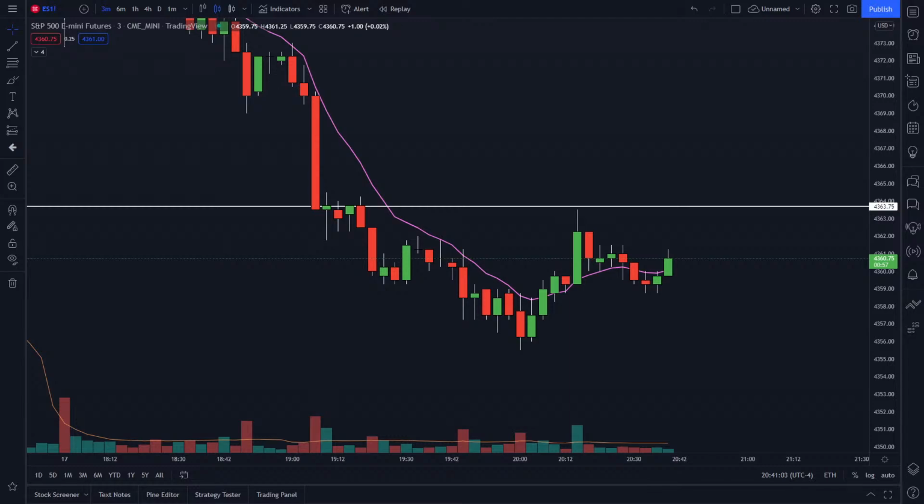Would you say a 9 EMA is better for scalping quick, small moves in your direction? Yes.